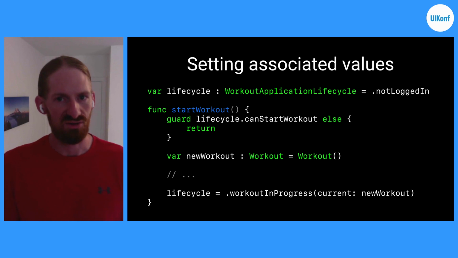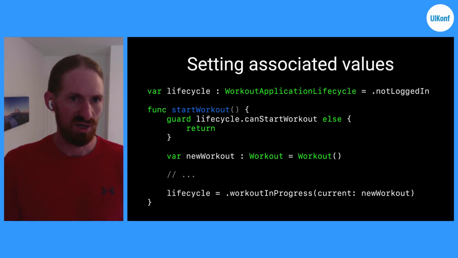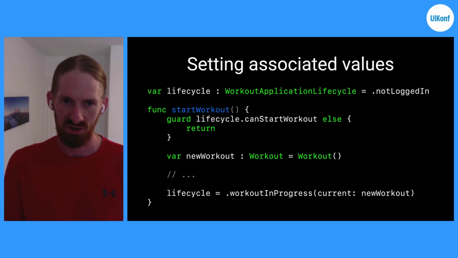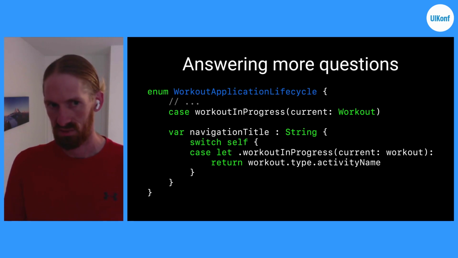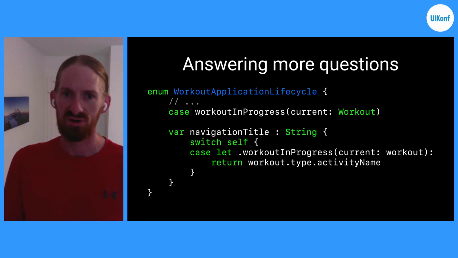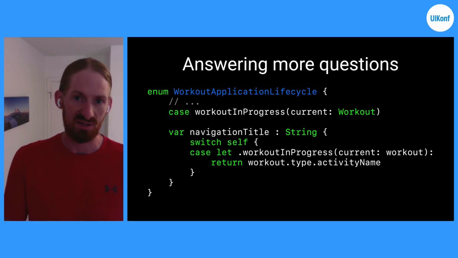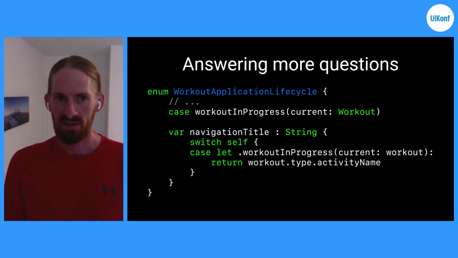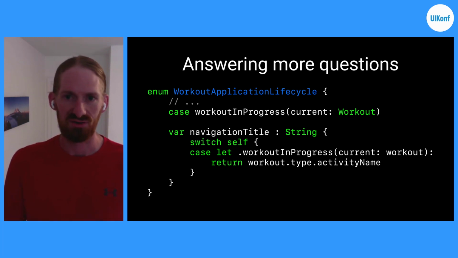Here's what setting an associated value looks like. Back on our start workout method, we create a new workout object and pass it along when we set our lifecycle to the workout in progress state. We can use the associated value to help answer more types of questions by extending the scope of our enum cases. Here we're using it to return a different title based on our current workout's activity type.